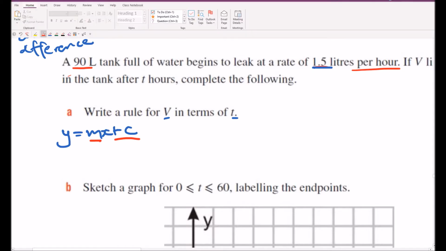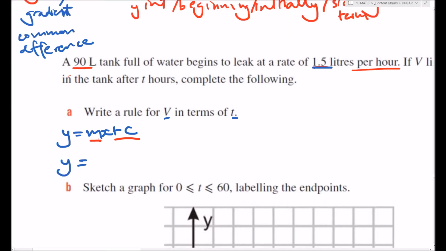So I already mentioned before that in my formula, y equals, the gradient is this: 1.5 liters per hour. This is talking about how much it goes up or down by per hour. Now, just in the context of the question, the water is leaking. That means it's going down. So the amount of water is decreasing each time. So it's 1.5 liters per hour, not per minute. Okay, so there's my rule so far.